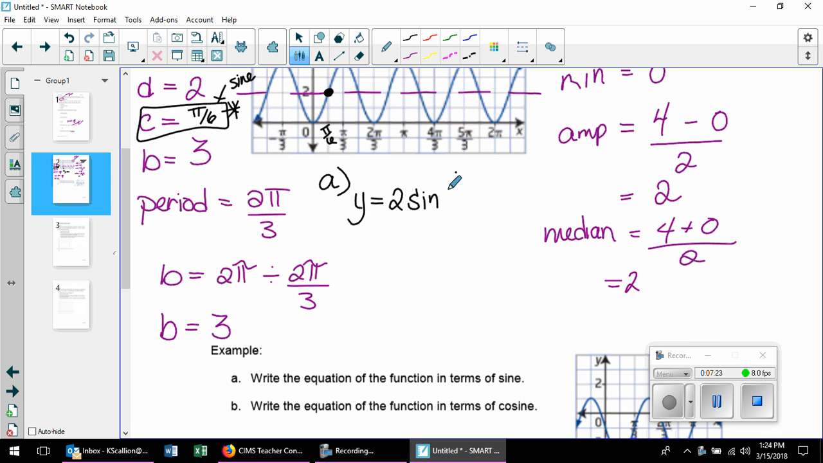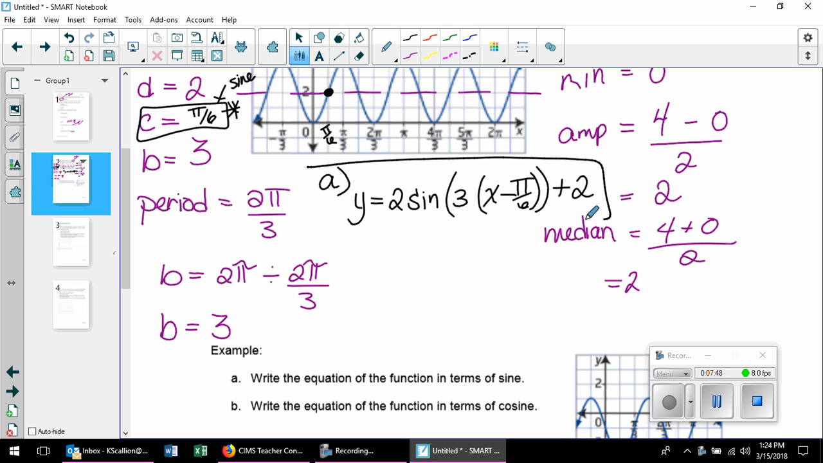Okay, sine, and then my b value, which we found out was 3, bracket, I need another bracket. My x value, and I need a positive pi over 6, so it's going to be minus pi over 6, close bracket, plus median. That's my part A equation.